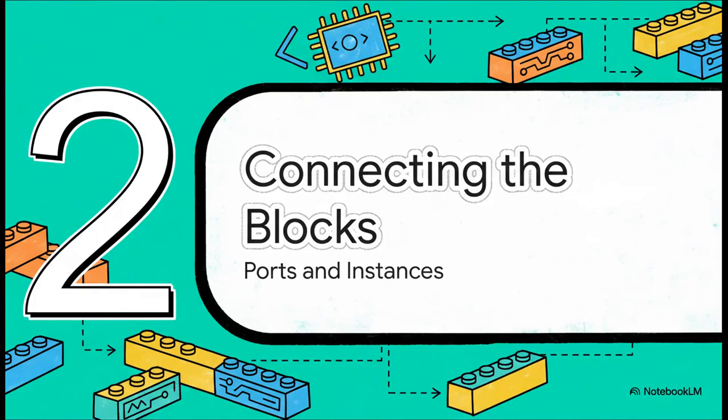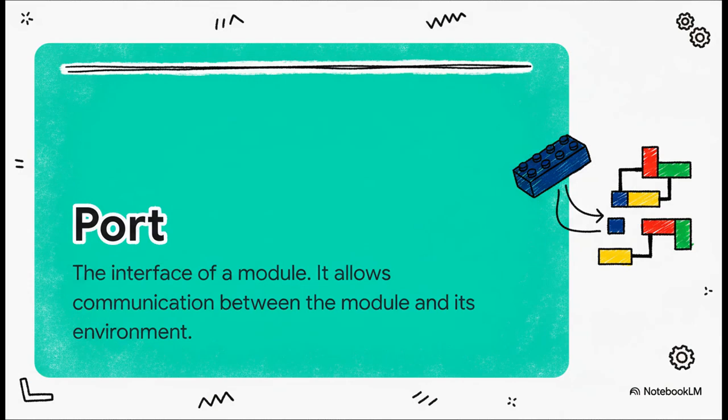So we've got our Lego bricks, our modules. The next logical question is, okay, how do we actually snap them together? We connect them using things called ports. A port is simply the interface of a module. It's the set of connection points for inputs and outputs. Sticking with our analogy, ports are literally the studs on the top of the Lego and the holes on the bottom. They're what allow the bricks to physically connect and communicate with each other.